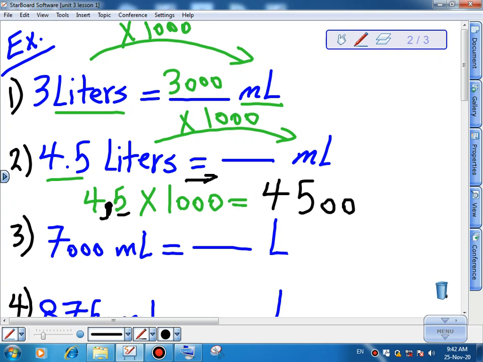Next one, 7,000 milliliters equals how many liters? We check from the smallest to the greatest. Going from smallest to greatest, we will divide. Divide by what? Divide by 1,000. 7,000 divided by 1,000: 0 goes with 0, 0 with 0, 0 with 0, 7 divided by 1 will be 7 liters. 7,000 milliliters is 7 liters.